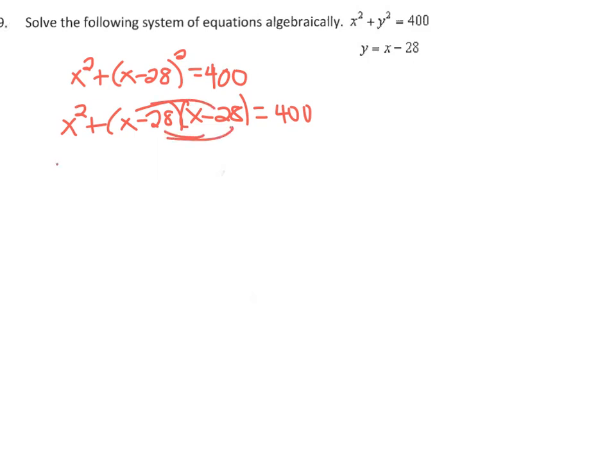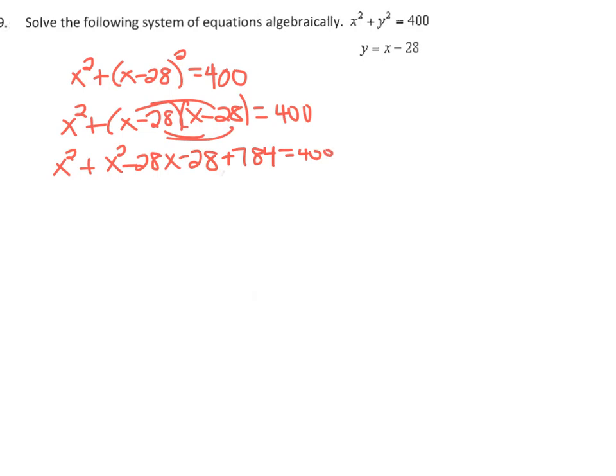Alright, so let me first bring down this x squared, and when we double distribute, x times x is x squared, x times negative 28 is negative 28x. Again, negative. Now we're distributing this one. Negative 28 times x is negative 28x. And negative 28 times negative 28 is positive 784. And now we'll bring down the equals 400.